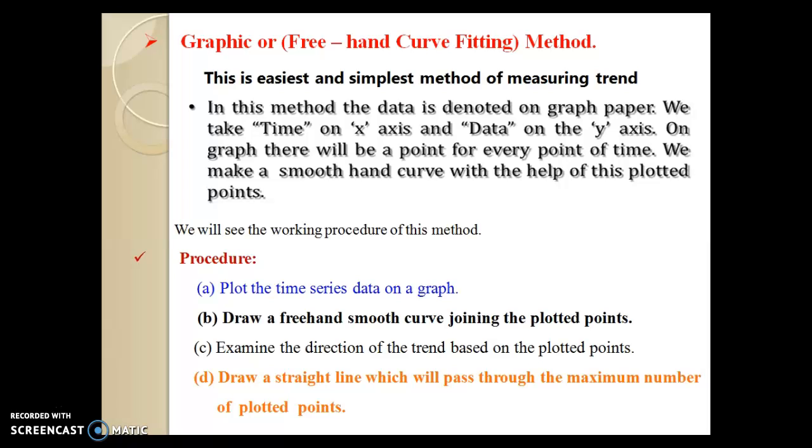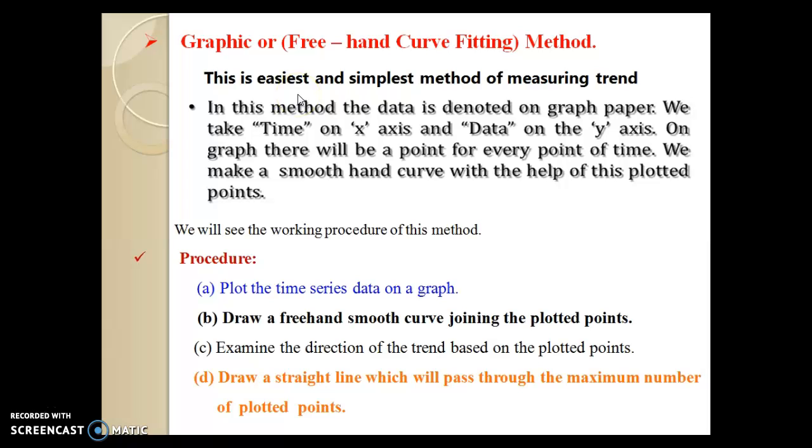This is the easiest and simplest method for measuring the trend. In this method, the data is denoted on graph paper. We take time on the x-axis and data on the y-axis. On the graph, there will be a plot for every point of time. We make a smooth hand curve with the help of these plotted points.